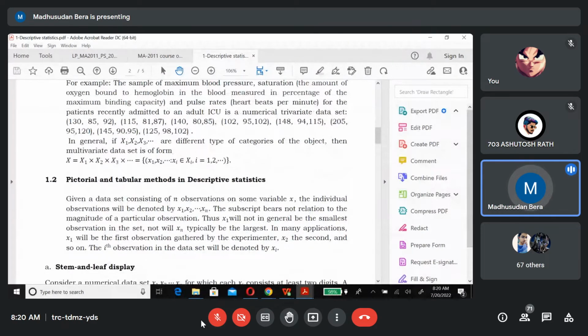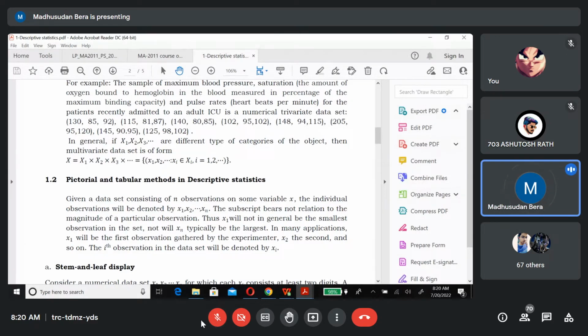Now suppose whatever data is given, say the height of 1,000 students. Writing that is possible. But one thing: if we want to find something, first we have to write them in an order. In that case, it is easy to find many things.